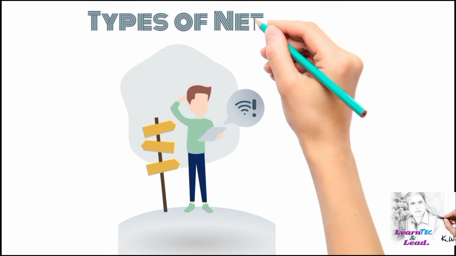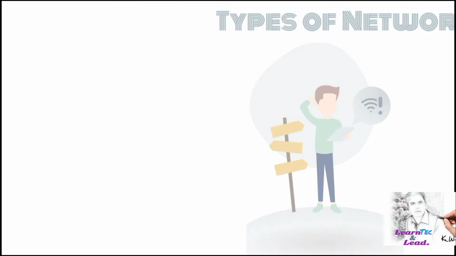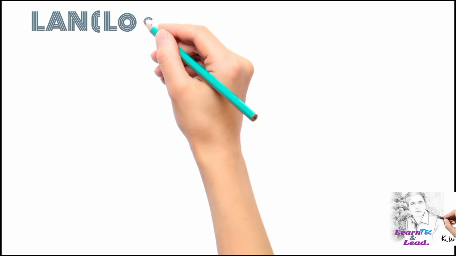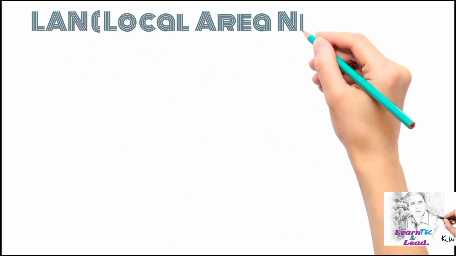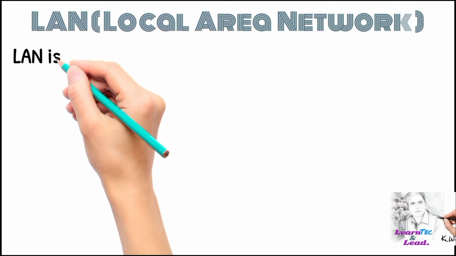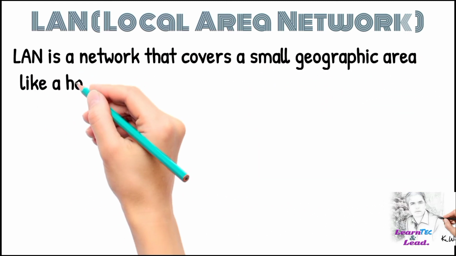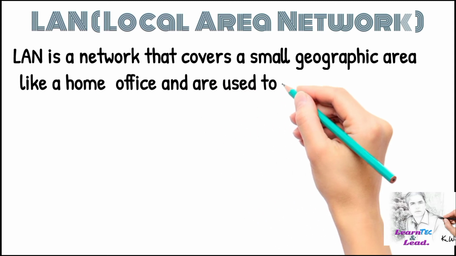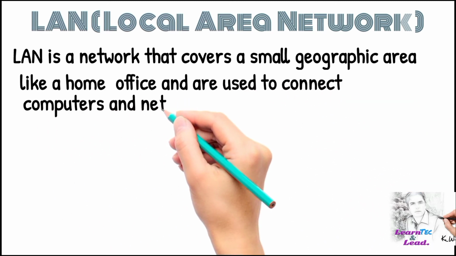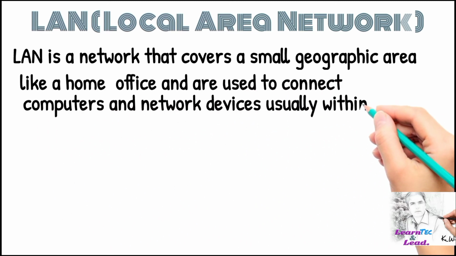Types of network. The first one is LAN. LAN stands for Local Area Network. LAN is a network that covers a small geographic area like a home, office, and is used to connect computers and network devices usually within the same building.